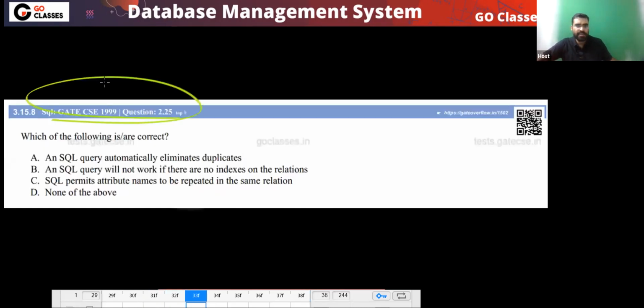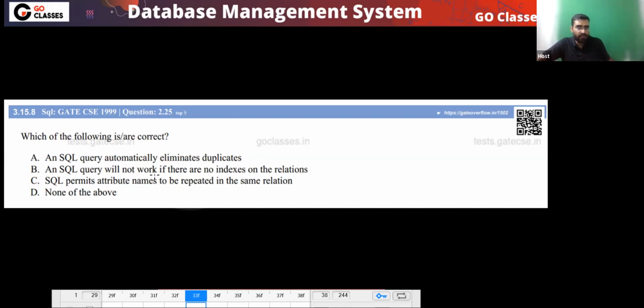GATE 1999. Which of the following is or are correct? So this is an MSQ question. Option A: an SQL query automatically eliminates duplicates. SQL does not eliminate duplicates by default. By default, duplicates are not eliminated. Okay, let's see option B.